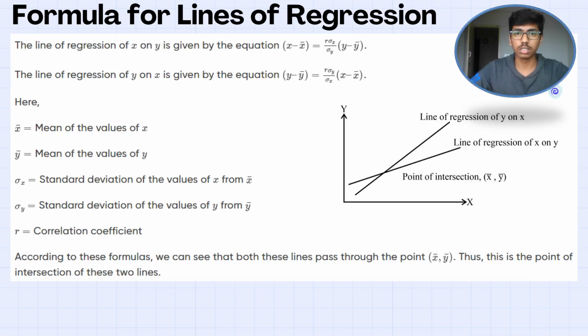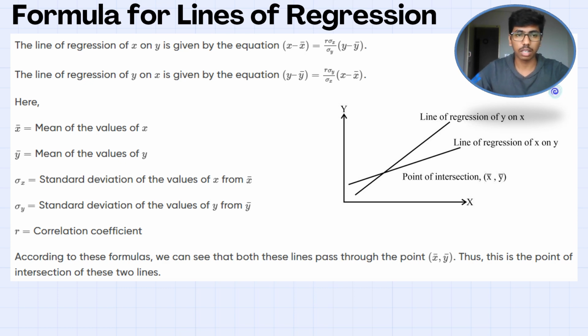The formula for lines of regression. The line of regression of x on y is given by the equation x minus x bar equals r into sigma x by sigma y into y minus y bar. The line of regression of y on x is given by the equation y minus y bar equals r into sigma y by sigma x into x minus x bar.